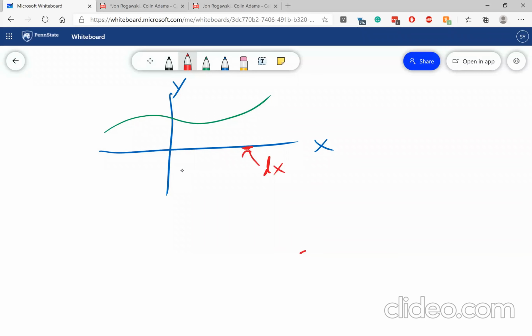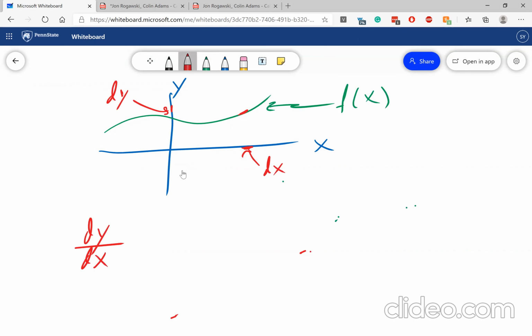dx, then that's going to be something like this. And that's like taking a small step in the y direction as you move in the x direction. And we want to know what the ratio dy over dx is. And we said that if this graph is f of x, then this is going to be equal to f prime of x, the derivative of f at x.